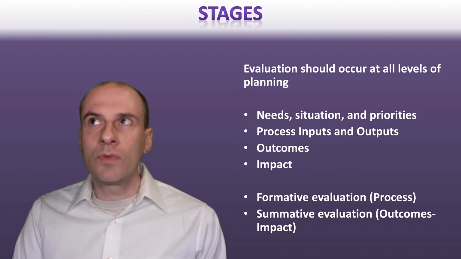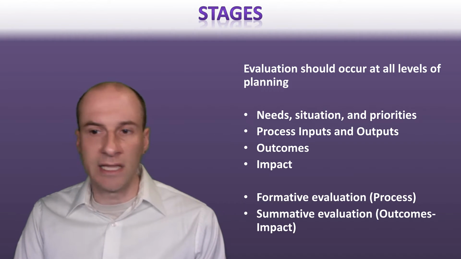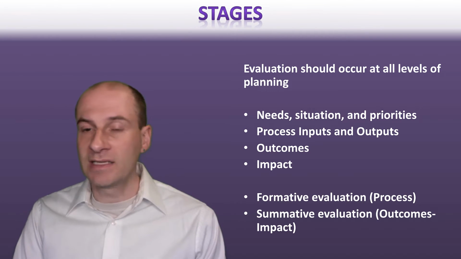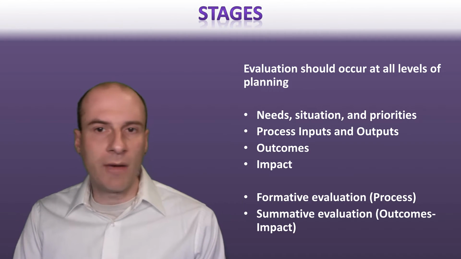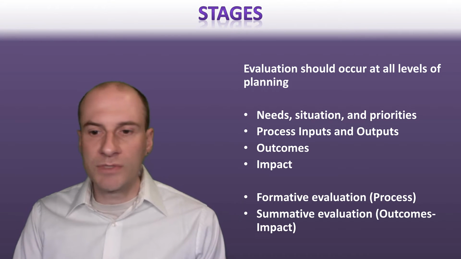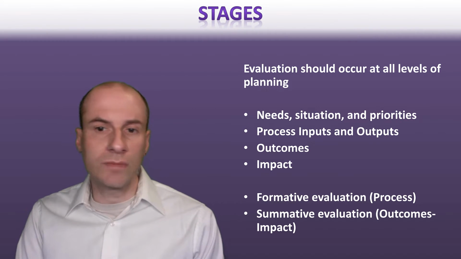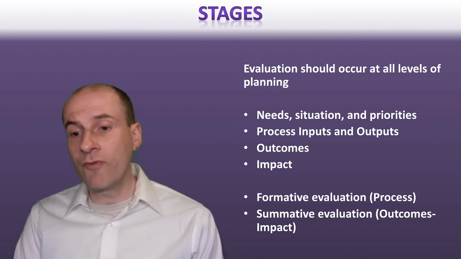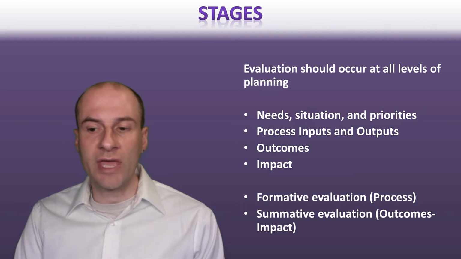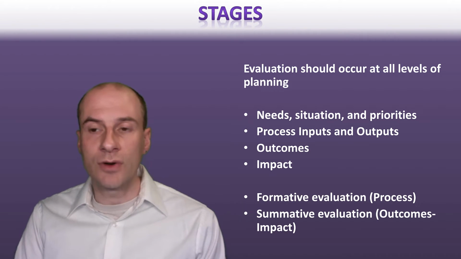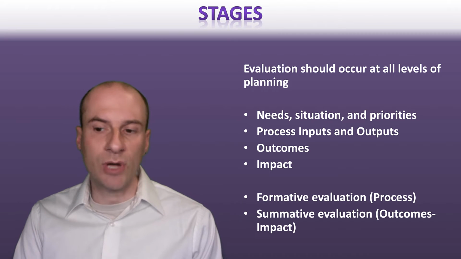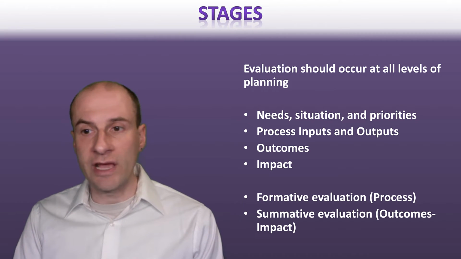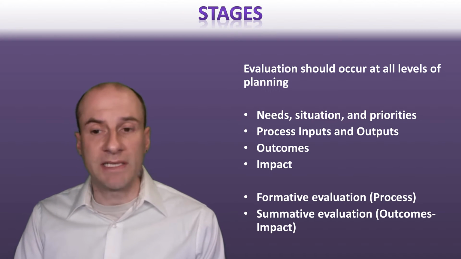So this type of evaluation occurs at all levels of planning, as I said, and it should occur from the very beginning in terms of assessing your situation and other priorities. So the need, situation, and priorities you'd think about, the inputs and outputs you'd think about different ways to measure, outcomes you'd think about measuring, and the impact you'd think about measuring. And there are terms that are sometimes used for these different stages. One is called a formative evaluation, and that's evaluations that are looking at the process as it's occurring, right? So as you're working on the project. And the summative evaluation is looking at the outcomes and the impact of a project after you've already implemented it. So those are some terms that you might see out there, all right?